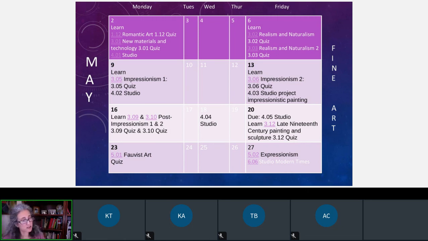And I can't start assessing you on Unit 5 until everyone's gotten there, or at least the majority of us have gotten there. So I want to use today to get there.